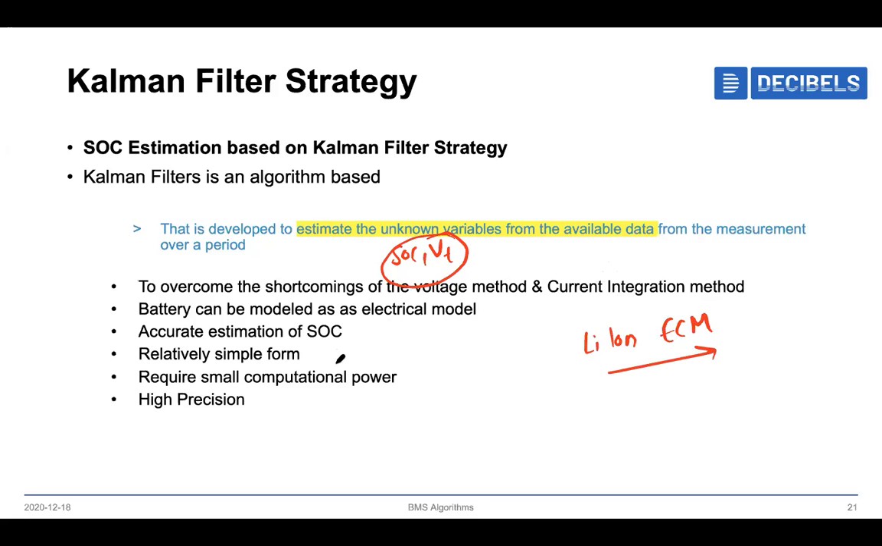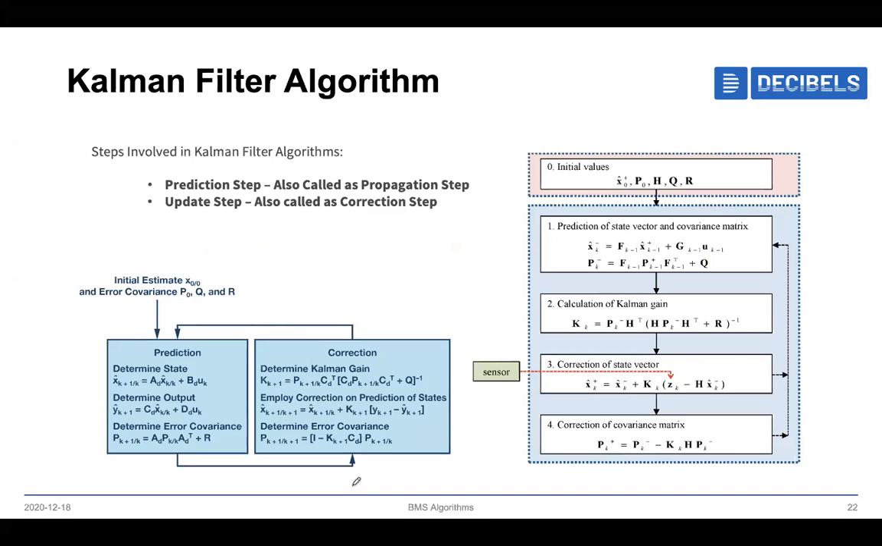And apart from that, it is a relatively simple form. Unless you know the Kalman filter, it will be very difficult. If you know Kalman filters, then it is really simple, requires small computational power, and has high precision. And apart from this, I have mentioned sensor noise, measurement noise, and error covariances. All these things can be input into this model. So that's why this is one of the advanced, more accurate ways of estimating the state of charge.